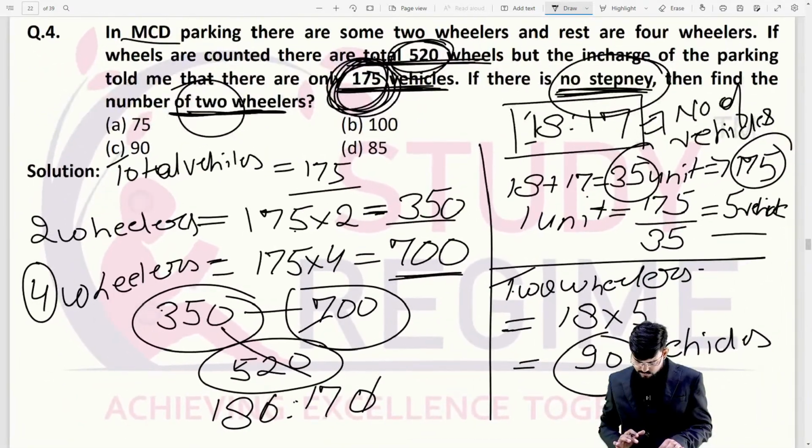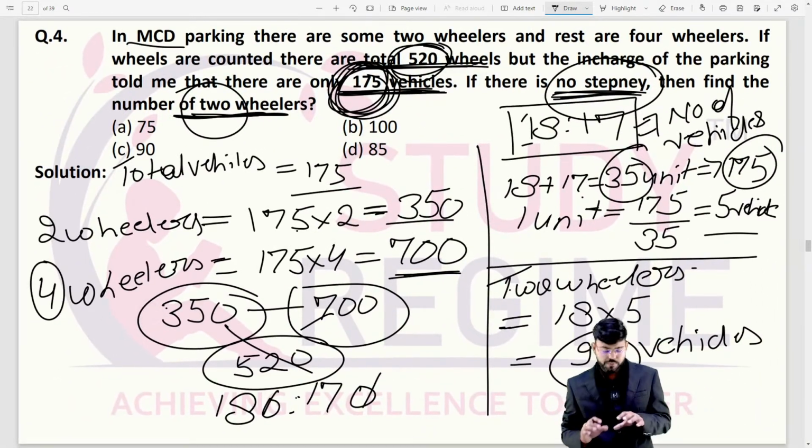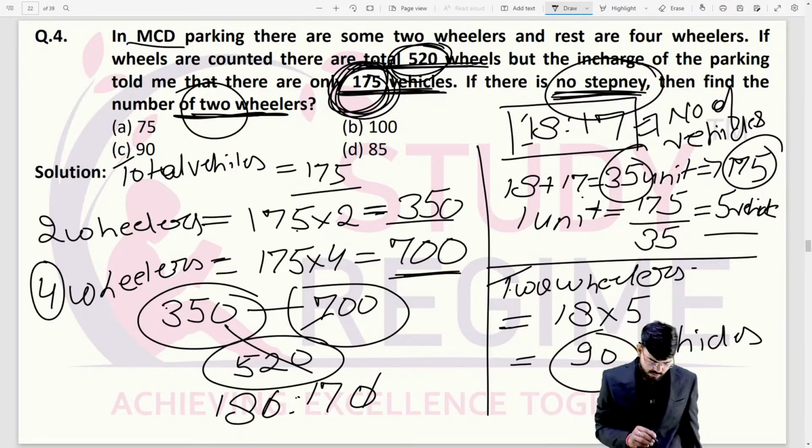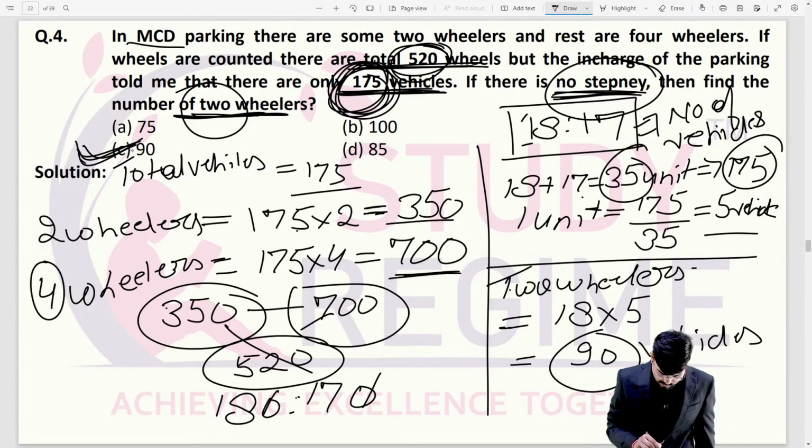Let me zoom in and zoom out first. Okay. How many two-wheeler vehicles are there? There are 90. So, your option will become what? C, according to the question.